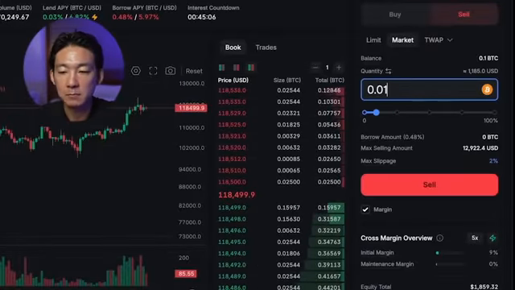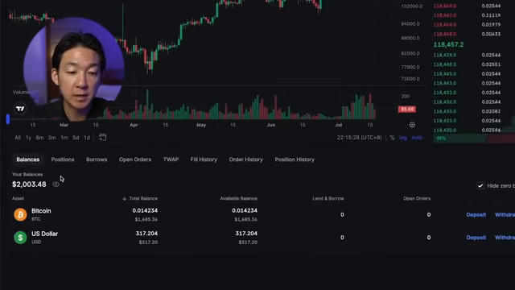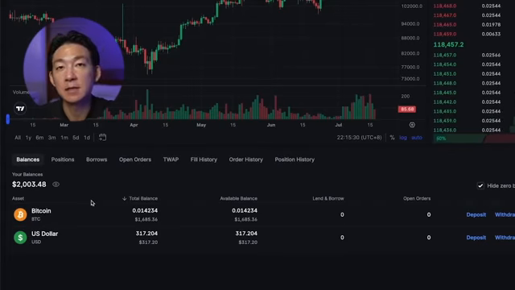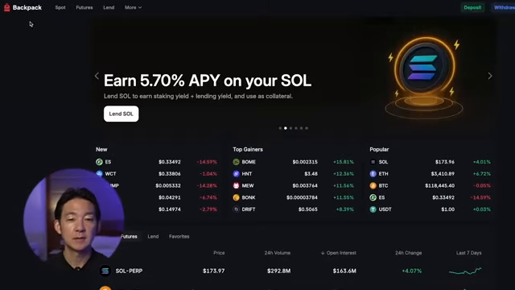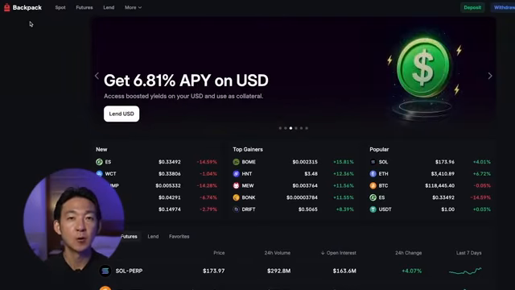0.1 Bitcoin, and at the market, I'm going to sell. So the total amount is not changed, but my balance has been changed, right? So this is the margin trading. Oh, sorry. One more thing that you have to enable before you start trading is auto lend.